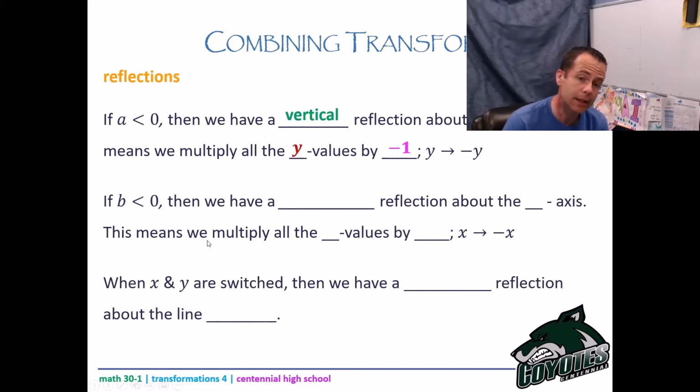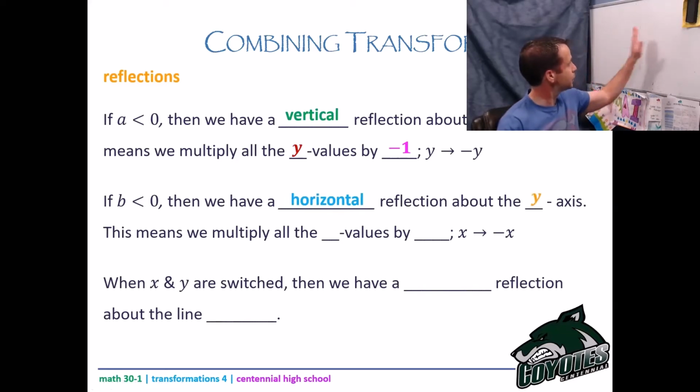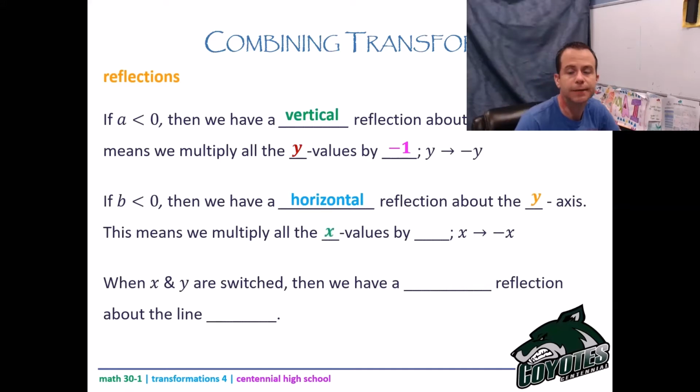If b is less than 0, so if b is negative, that's going to give us a horizontal reflection. And that would be about the y-axis, right? If I flip horizontally, I'm flipping against that vertical line that you see there, which is the y-axis. This means we multiply all the x values by -1, or the other way to look at that would be we replace x with -x.